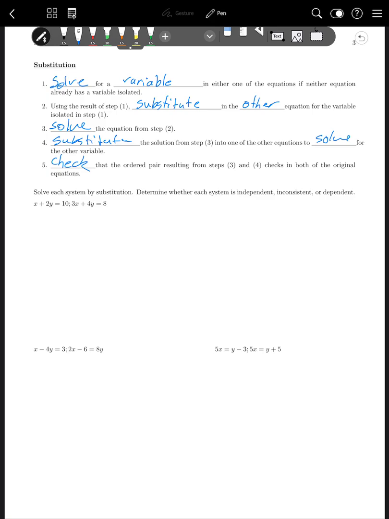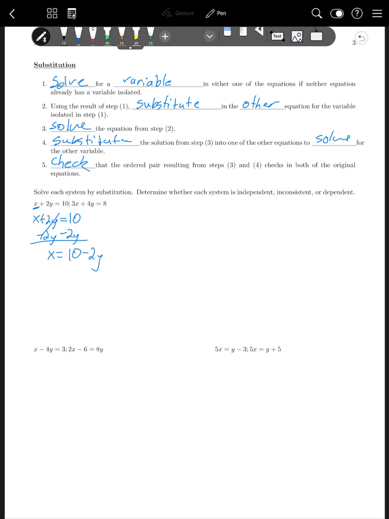Okay, so let's go and look at that. What we want to do is pick one of these two equations and solve for one of the variables. And we want to pick the easiest variable to solve for. So in this case, the easiest variable to solve for in the first one is just x, right? Because I'm not going to have to divide by anything. So if we take x plus 2y equals 10 and solve for x, we would subtract 2y from both sides. So we get x equals 10 minus 2y.